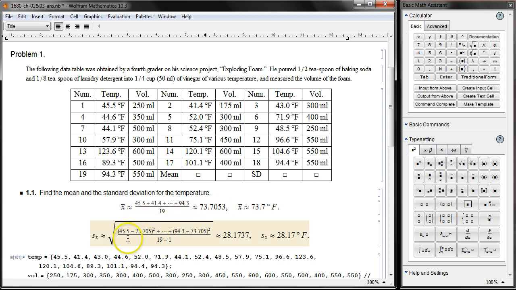And here's the formula. Deviation squared. That is the first number minus the mean squared. The next deviation squared, the second number minus the mean squared, plus third number minus the mean squared, and so on and so forth. And the last one here, minus the mean squared. That's what we have in the numerator. Divided by 19 minus 1 and square root of all these.